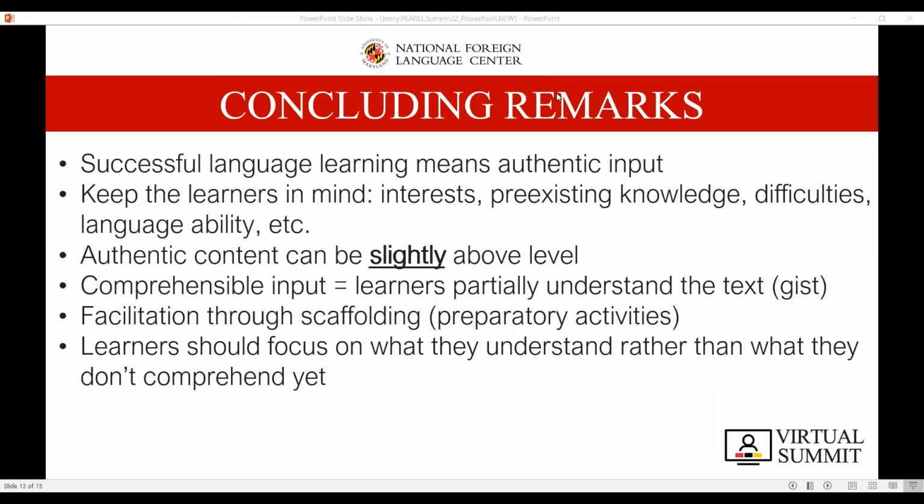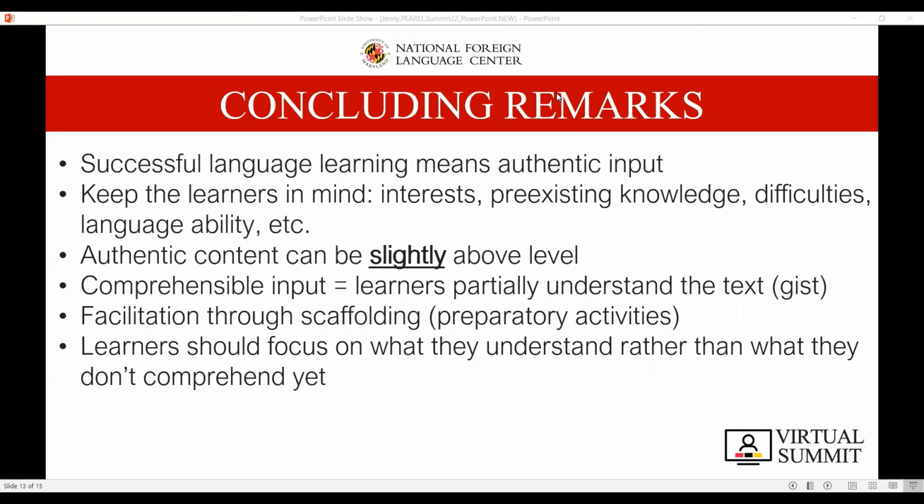Ask yourself what interest each individual learning group could have. What pre-existing knowledge do they come to class with? And what difficulties can be expected? Do not hesitate to select content that is slightly above level. According to Stephen Krashen's input hypothesis, the content's difficulty level should be slightly higher than the current language competence. Comprehensible input does not mean learners have to be able to understand everything, but need to be able to partially understand the content through the context.